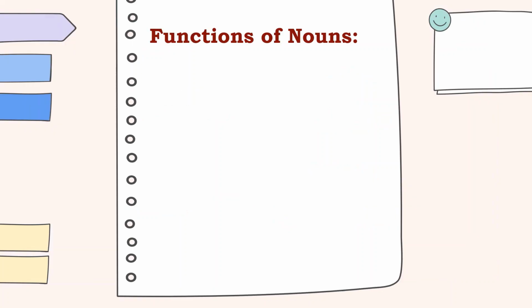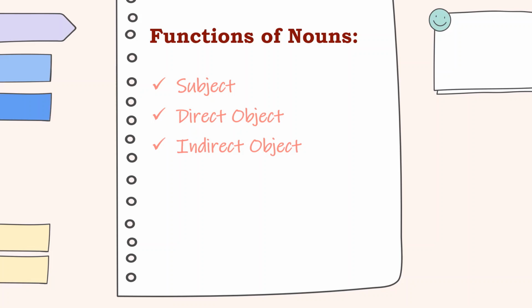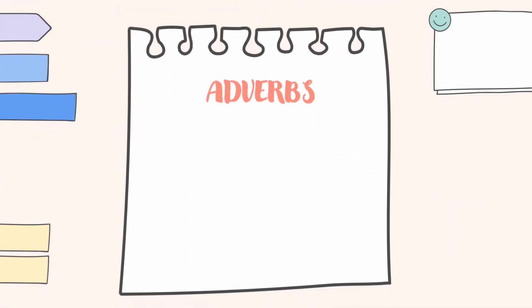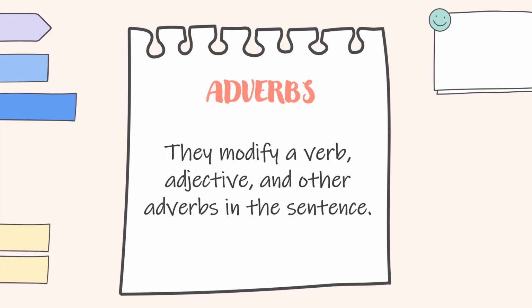Again, a noun may be used in a sentence as subject, direct object, indirect object, object of a preposition, appositive, subject complement, and object complement. Now, let us proceed with adverbs. Adverbs modify a verb, adjective, and other adverbs in the sentence.